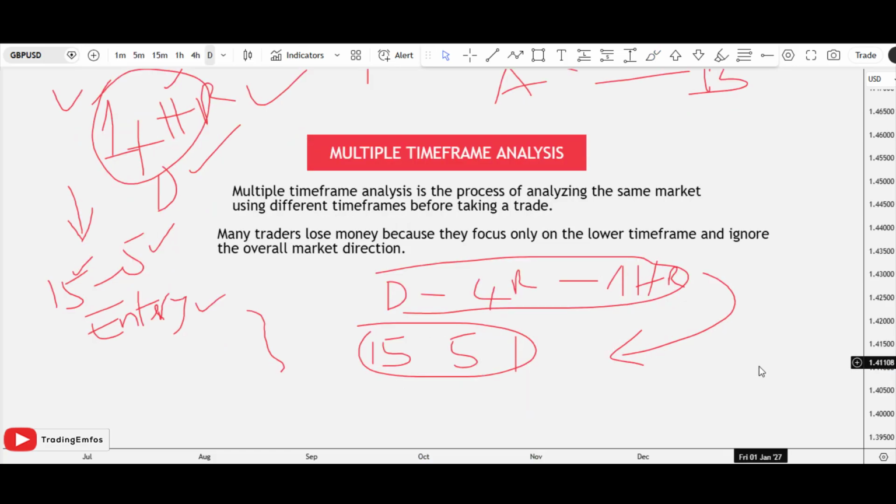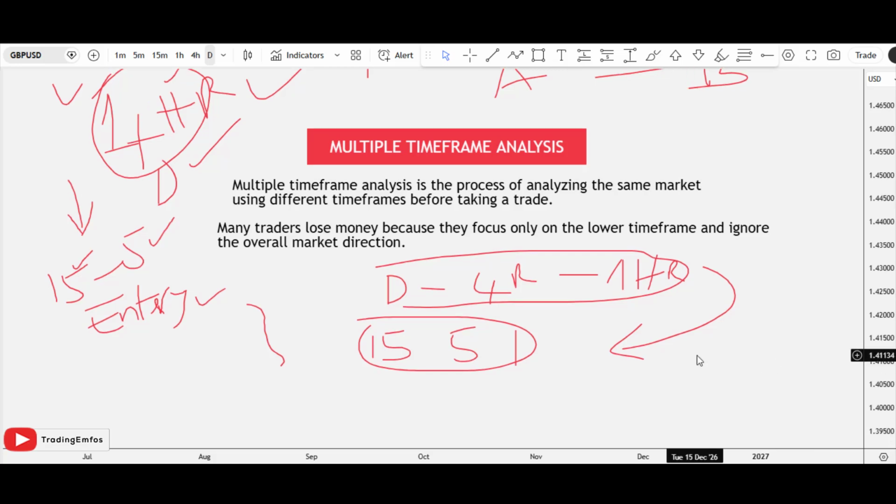Why is multiple time frame analysis important? Let me ask you a question. Have you ever entered a perfect looking buy trade on the 5 minutes only for the market to immediately reverse and stop you out? Or maybe you've taken a sell trade that looked amazing only for price to shoot up against you. The reason this happens most of the time is that you are trading against the higher time frame.